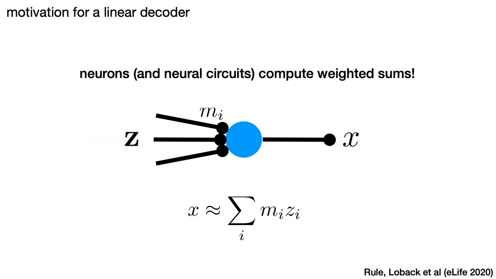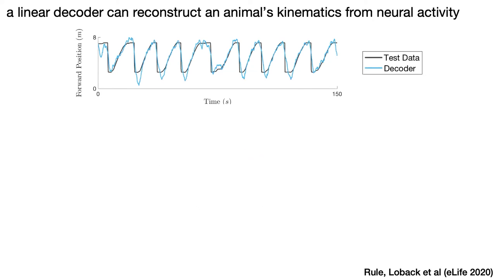Okay. So anything that's a problem for a linear decoder might also be a problem for another part of the brain. Conversely, if we can easily read out the information using a linear decoder, there's no reason why the rest of the brain shouldn't be able to do it either. Okay. And we can. So this shows the position.